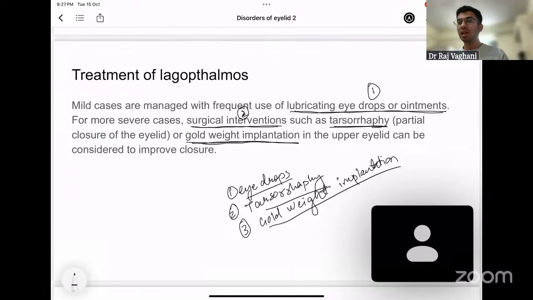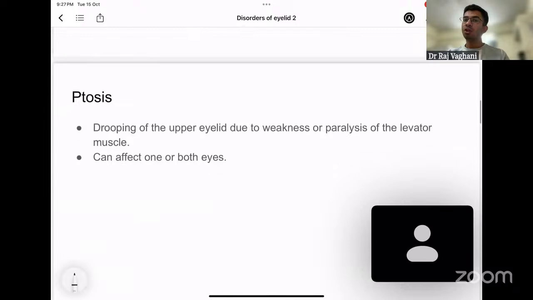So we have discussed in lagophthalmos 4 headings: definition, causes, complications, and treatment. Right? In the treatment, we have discussed mild treatment, we have discussed surgical treatment. In mild treatment, we have discussed eye drops. And in surgical treatments, we have discussed tarsorrhaphy and gold weight implantation. We don't need to discuss in detail what is tarsorrhaphy or what is gold weight implantation, because lagophthalmos can be a short answer question and you have to write it in very few points, right? Like a 1.5 page answer you only have to write to fetch 5 minutes, right? Okay, so that was all about lagophthalmos.